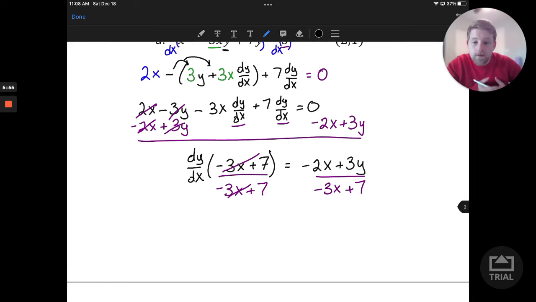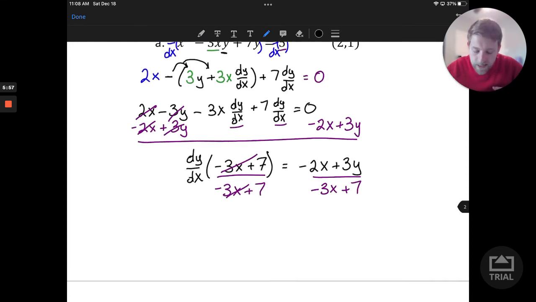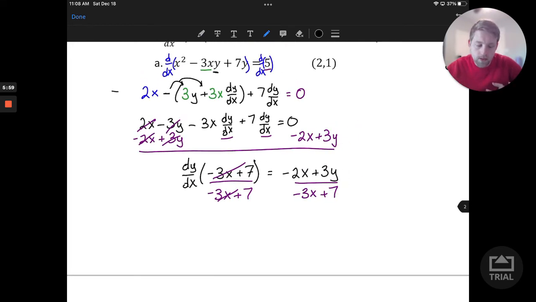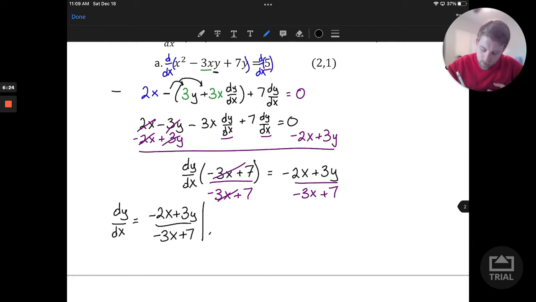So this gives us our general derivative. To find that tangent line equation, though, we would like to apply the point (2, 1) to that derivative. So let's go ahead and follow that up. We're going to want to evaluate dy/dx, which is equal to (-2x + 3y) / (-3x + 7). We want to evaluate this at the point x equals 2 and y equals 1.